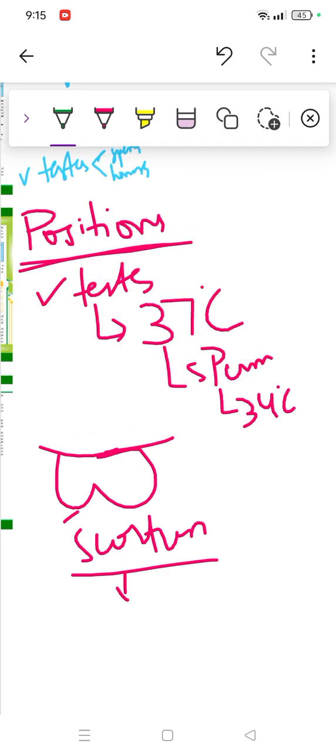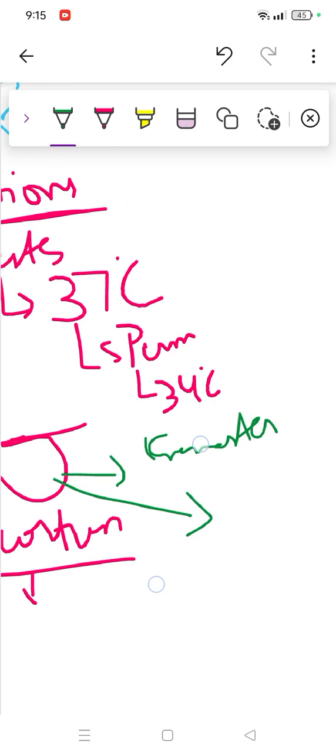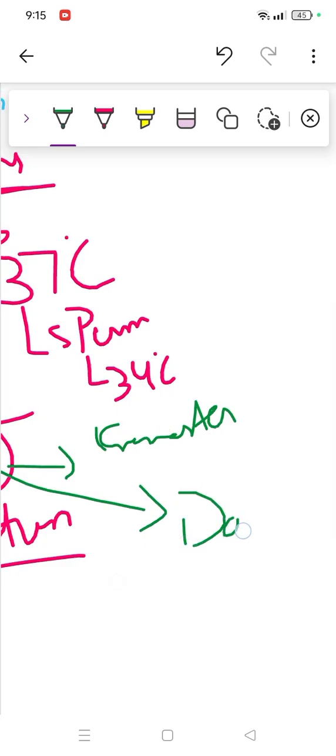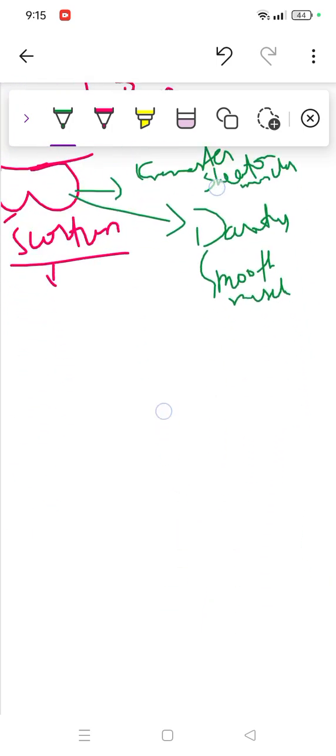Then we have a second layer, which is called the cremaster, and the third inner layer is termed the dartos. These are smooth muscles. These are called skeletal muscles. So I'm sure it's clear to you.